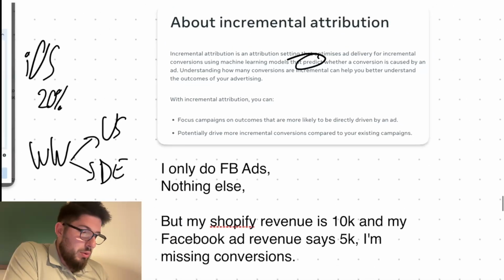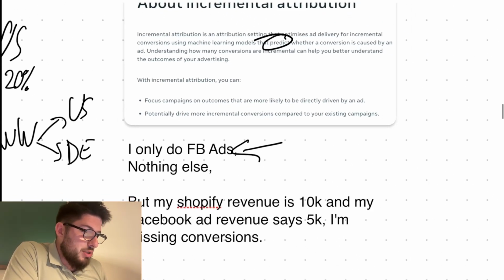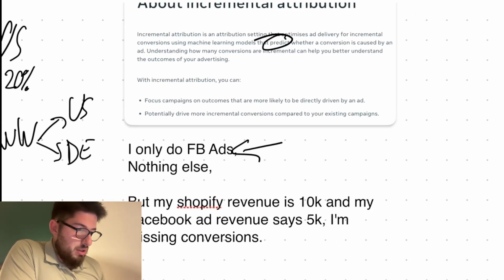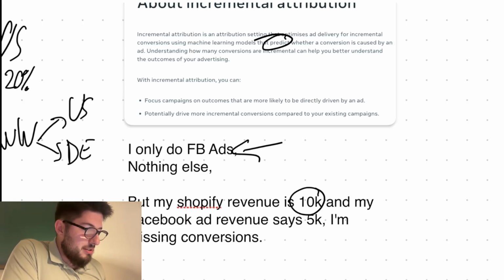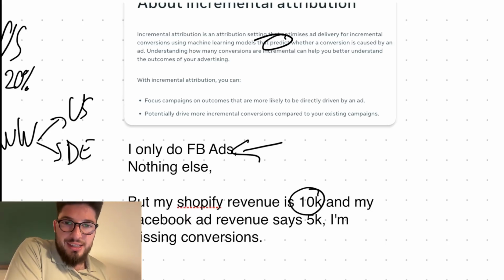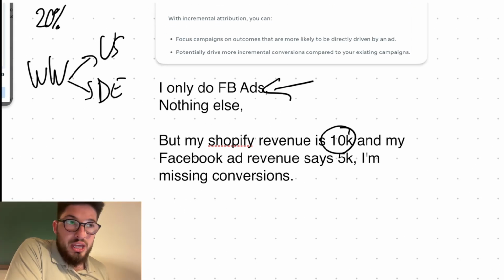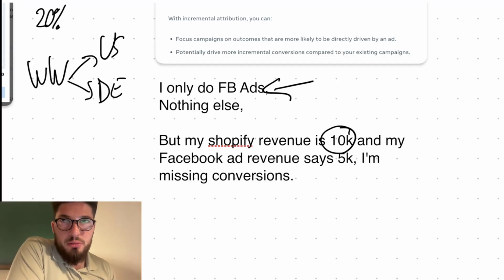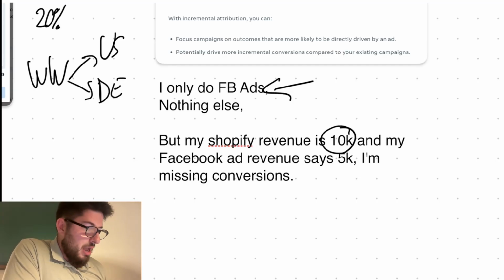So when would I use it? For example, imagine that you only do Facebook ads, nothing else. And your Shopify says you made 10K yesterday, but in the ad account, you see that you spent 2K and you made 5K. And you're like, no, but all the sales are coming from Facebook because I'm not doing anything else. I have no SEO, I have no anything. Nobody follows me on Instagram. And there's this difference of 100%.